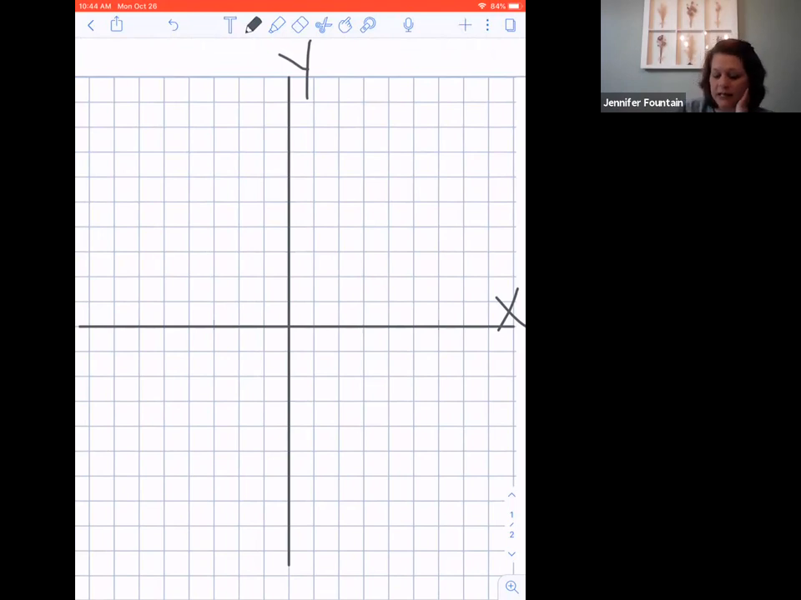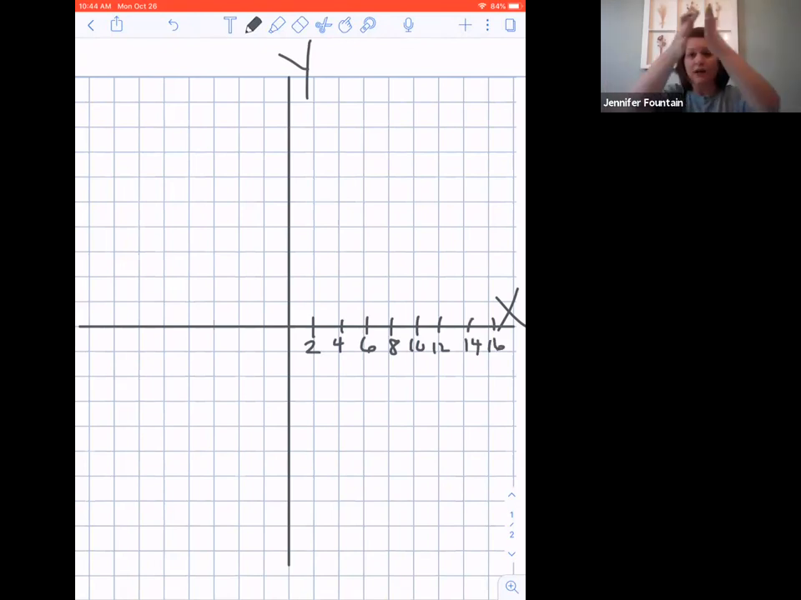I would go ahead and make my little hash marks, but now I've got 2, 4, 6, 8, 10. So let's say I was needing to graph something that went to 14, okay? I don't want to have to make a graph that is giant where I've got 14 on this side and 14 on that side. I don't want to have to make a huge grid. I can count by 2s.